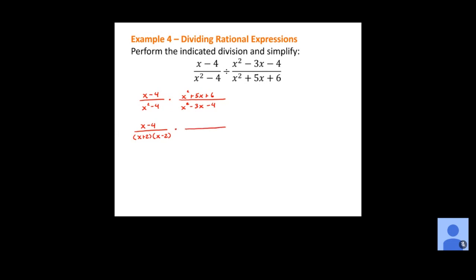Okay, now we look at our other fraction. We have x squared plus 5x plus 6. What factors would give us that? We're going to need an x plus 3 and an x plus 2. Good. And then our denominator, what factors would give us that?